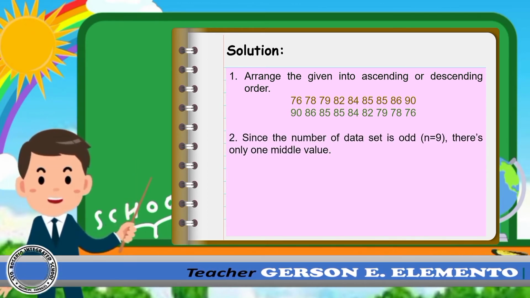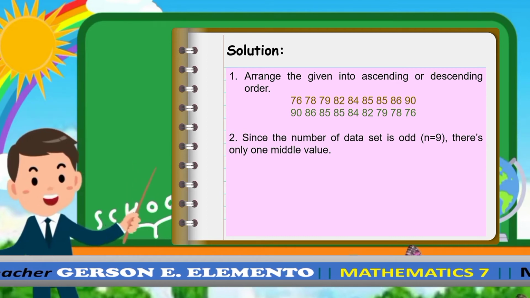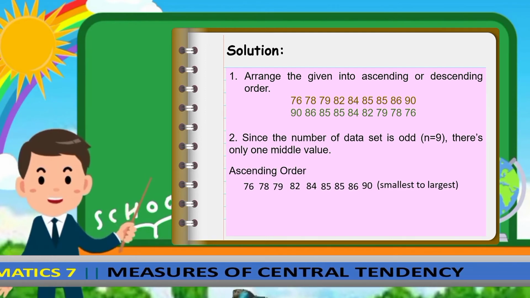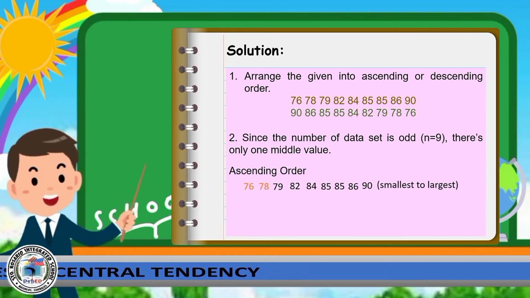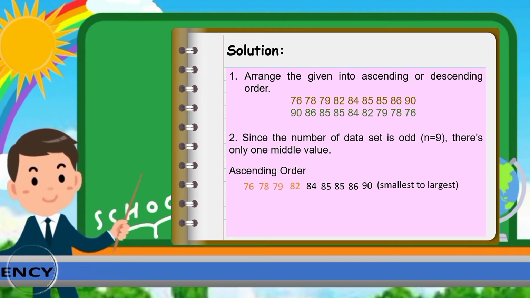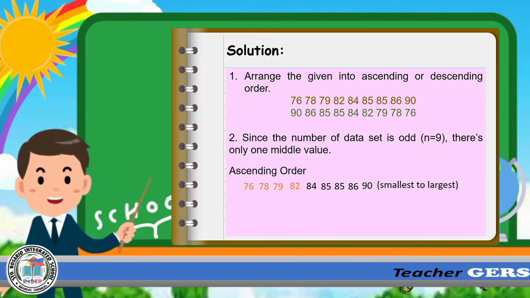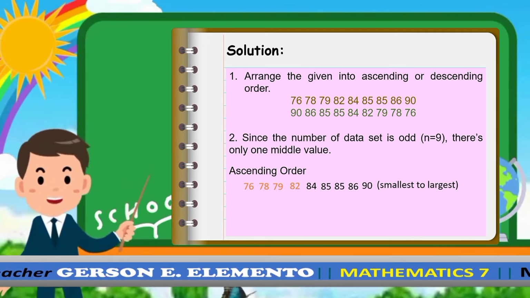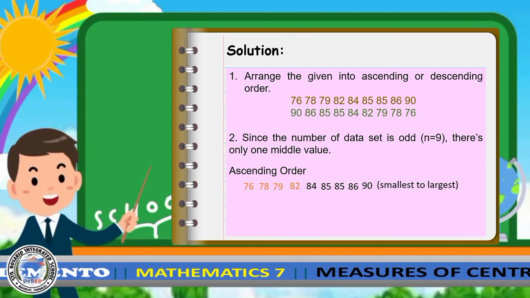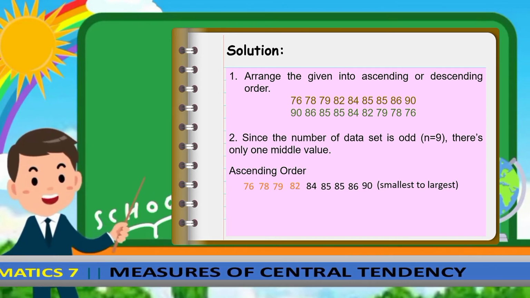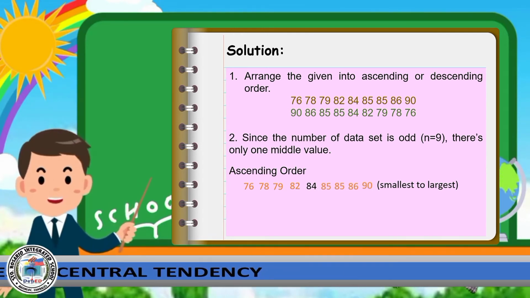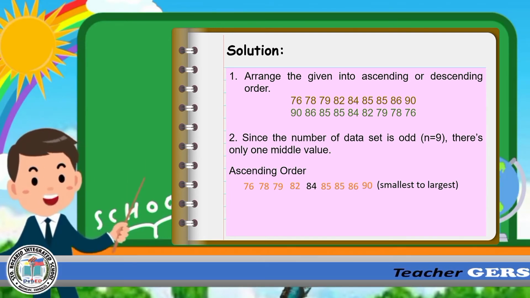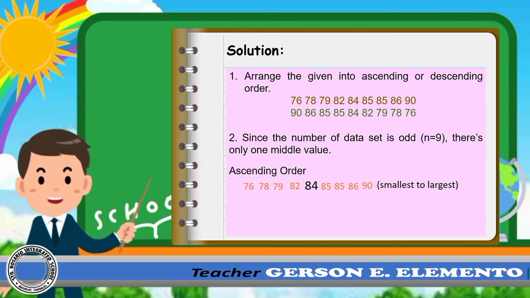Second, since the number of data is odd, where n is equal to 9, there's only one middle value. In ascending order, we have 76, 78, 79, and 82. There are four numbers before the middle. And we have 90, 86, 85, and 85 on the right side of the middle number. We have also 4 numbers on the right side. Therefore, the middle number is 84.